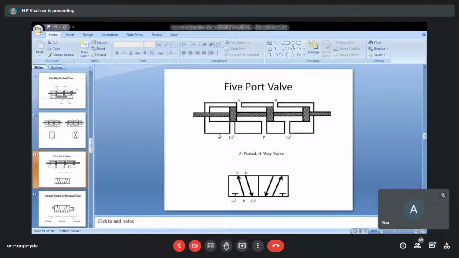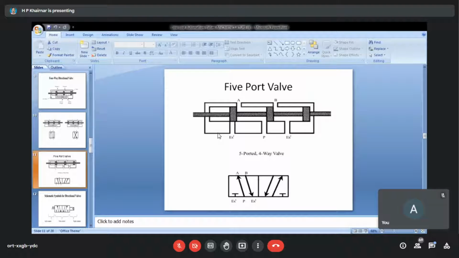Yes, four will be operational, but more importantly, one of the exhausts will be closed at any point of time. Whatever the spool, it may be at the extreme right or the extreme left piston position. In any of these conditions, one of the exhausts will be closed. So even if it is a five-ported valve, it is a four-way valve.